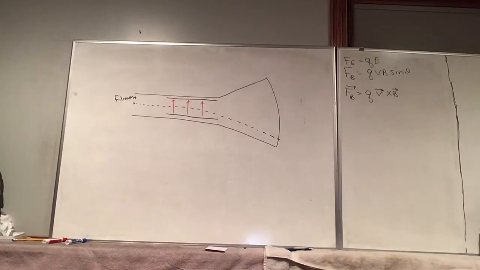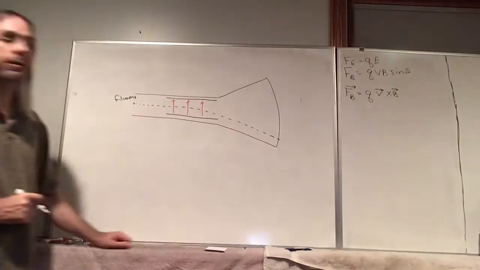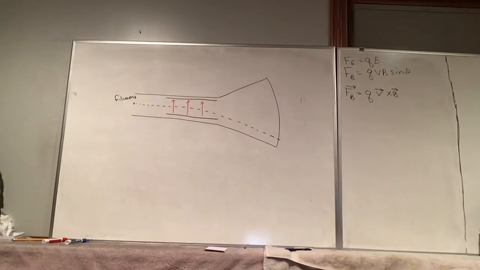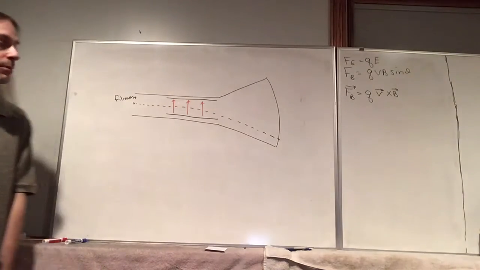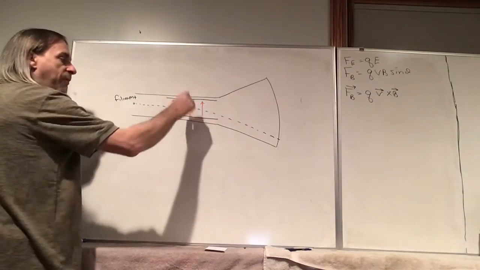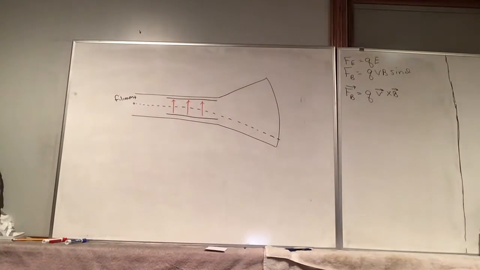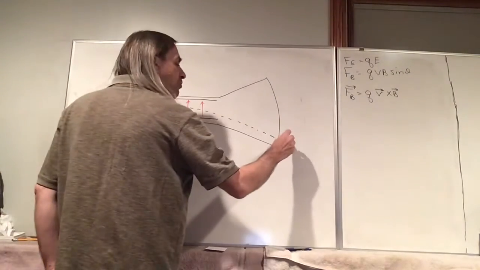And so right away, you can see where they're hitting this plate. And right away you can tell that these are negatively charged particles, because when they're in this region between the plates, they were deflected downwards. So if the electric field is upwards, force is downwards, that means that these are negatively charged particles.